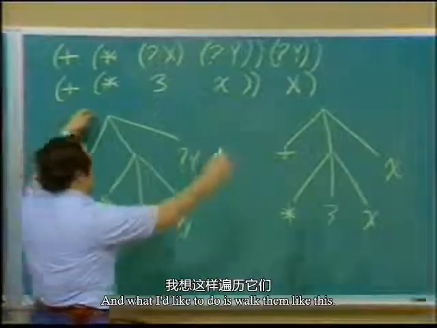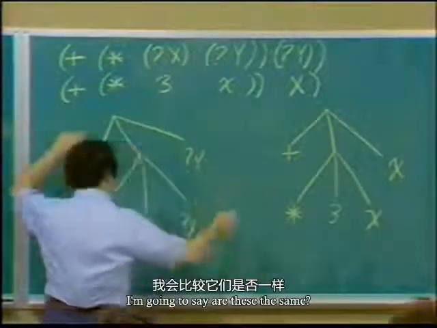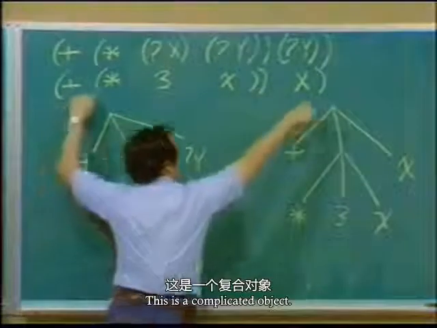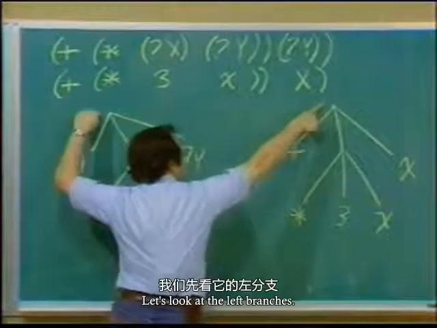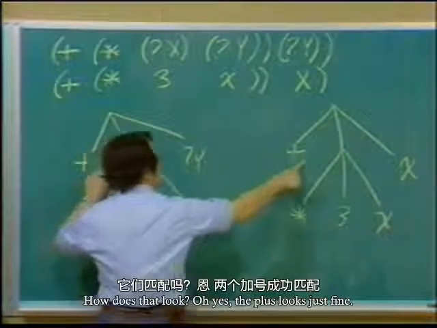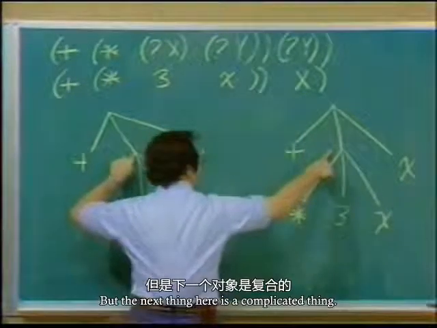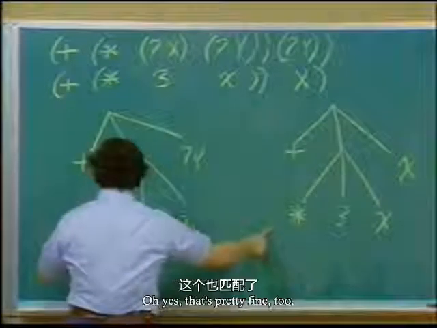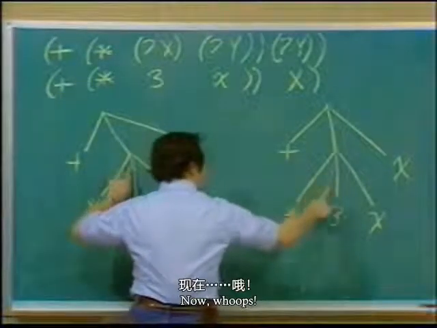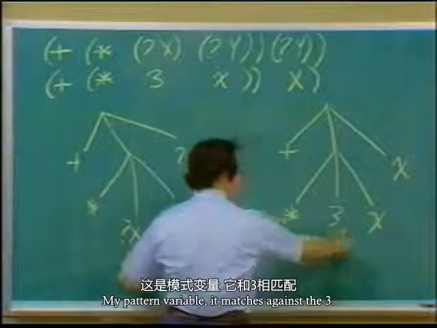And what I'd like to do is walk them like this. I'm going to say, are these the same? This is a complicated object. Let's look at the left branches. Well, that could be the car. How does that look? Oh yes, the plus looks just fine. But the next thing here is a complicated thing. Let's look at that. Oh yes, that's pretty fine too. They're both asterisks. Now, whoops, my pattern variable. It matches against the 3.